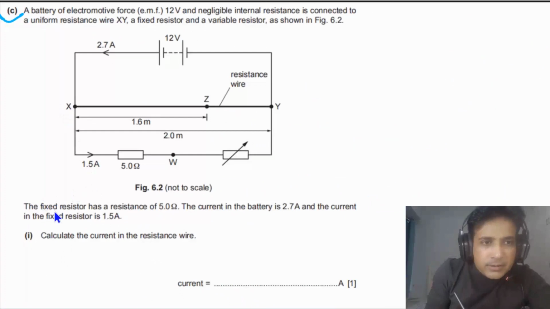For part C, it is given that the fixed resistor has a resistance of 5 ohms.